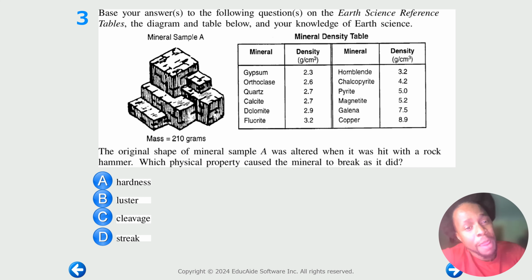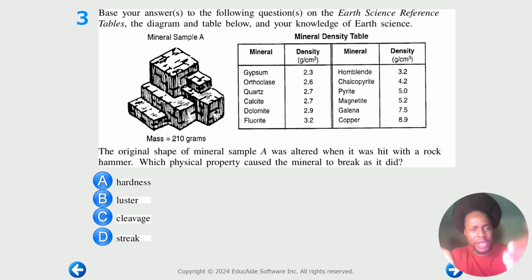Question number 3. Base your answer to the following question on Earth science reference tables, the diagram and the table below, and your knowledge of Earth and space science. You have mineral A. Mineral A has this lovely pattern here. And the question says the original shape of mineral A was altered when it was hit with a rock hammer. Which physical property caused the mineral to break as it did?